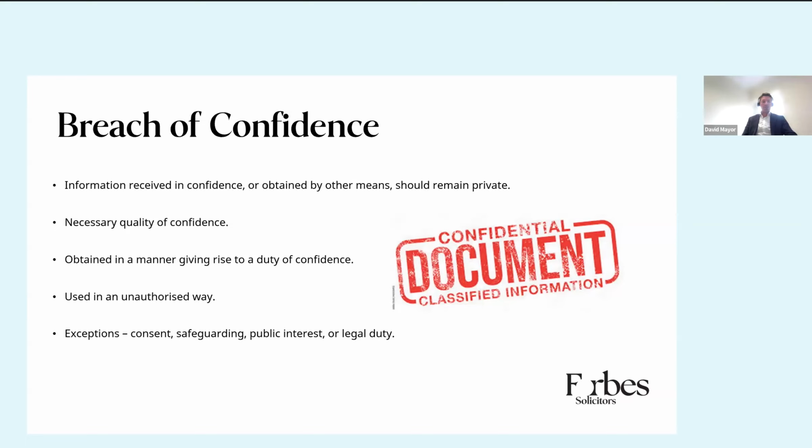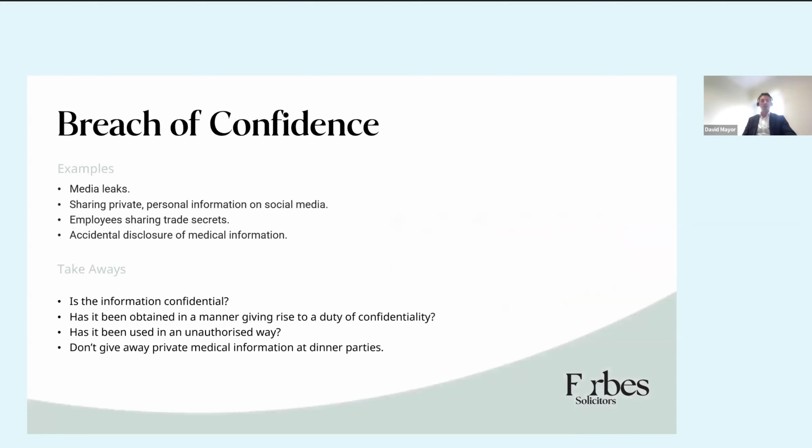There are some exceptions. You can consent to it. It might be necessary to safeguard people, or in the public interest, or you might be subject to a legal duty, like an order requiring you to disclose information. A lot of the cases are similar to what we're dealing with in misuse of private information cases: media leaks, sharing private information, sharing trade secrets, accidental disclosure of medical information could be as well, because it's confidential as well as private information. But really what we're looking at is does it have the necessary quality of confidential information, and has it arisen or been obtained in that manner and then used or abused in an unauthorized way.